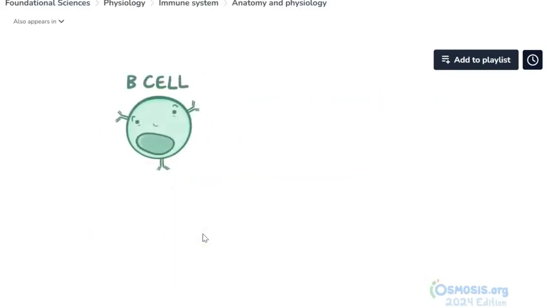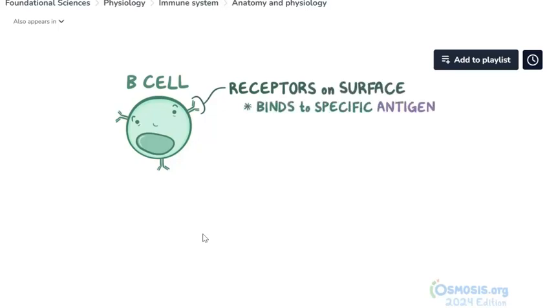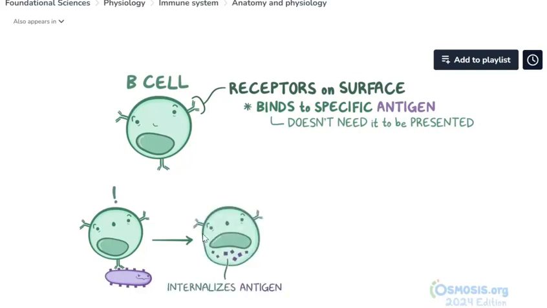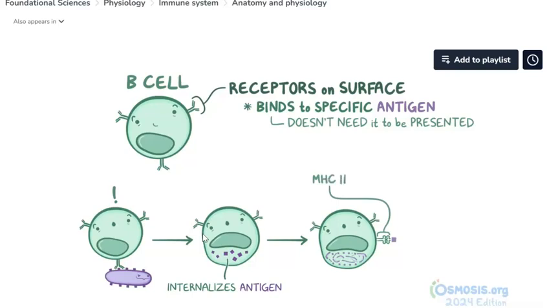B cells, like T cells, also have a receptor on their surface that allows them to only bind to an antigen that has a very specific shape. The main difference is that B cells do not need antigens to be presented to them on an MHC molecule. They can simply bind to an antigen directly. When a B cell binds to a protein antigen that's on the surface of a pathogen, it's capable of internalizing that antigen, degrading it, and presenting it to T cells. So technically, they're also antigen-presenting cells as well. Like other antigen-presenting cells, the B cell loads the antigen onto an MHC molecule called MHC2 and displays it to T cells.